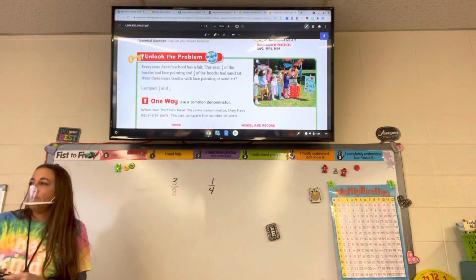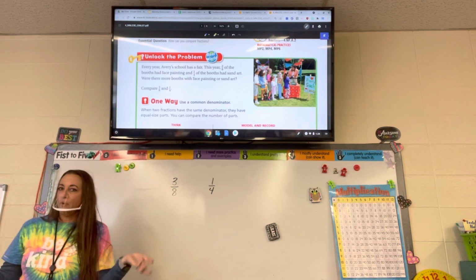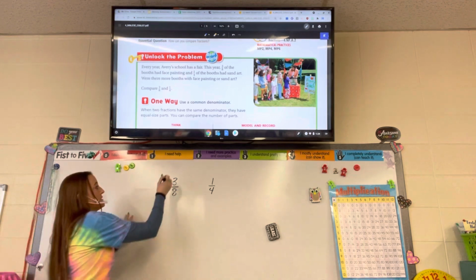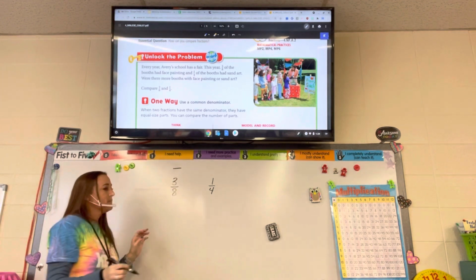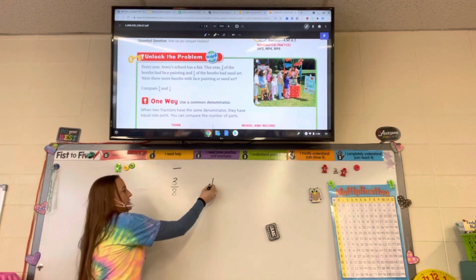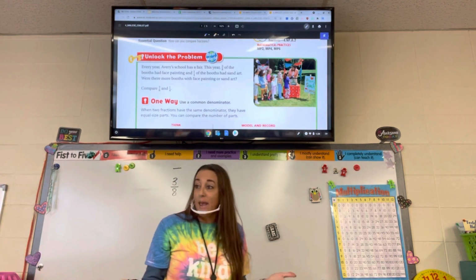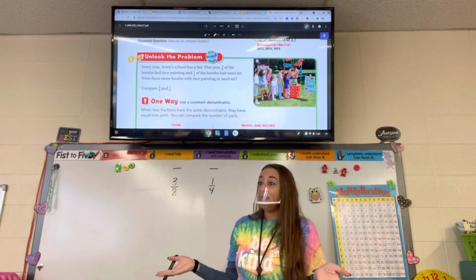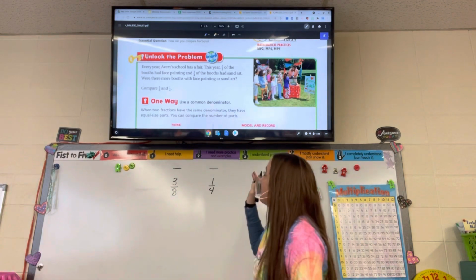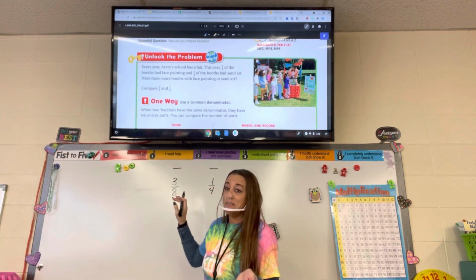To start with, what is half of 8? 4. And 3 is less than 4, so this fraction is less than half, right? What is half of 4? 2. And 1 is less than 2, so this fraction is also less than half, right? So we have two fractions that are less than half. So benchmarks won't help us much in this situation.